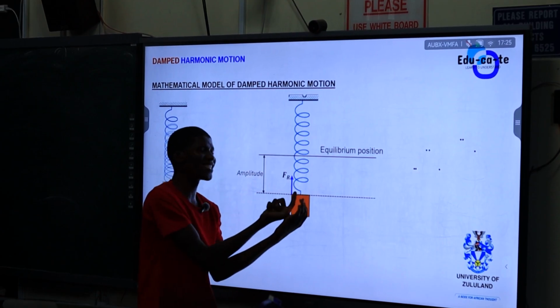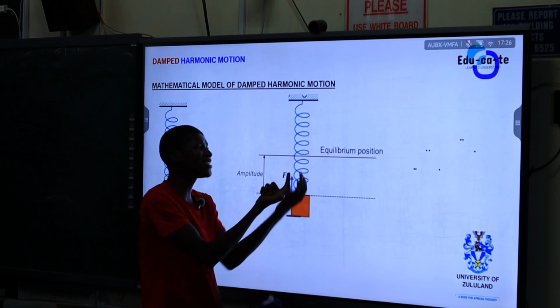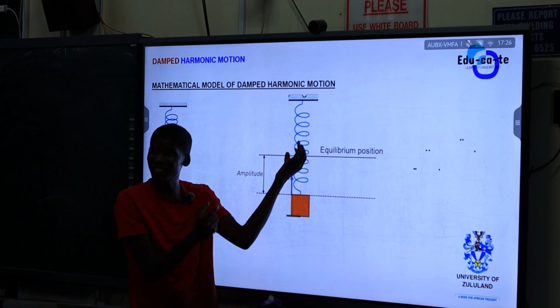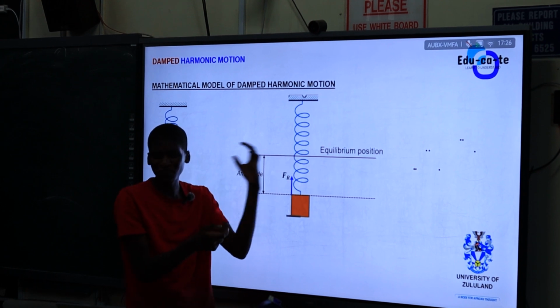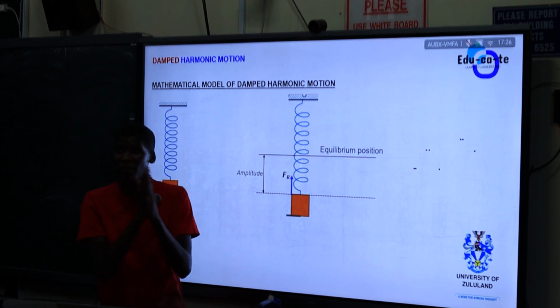But the restoring force, the spring will try to restore this block back to the equilibrium position. Now, because this is damped harmonic motion, we say we're going to have some friction.